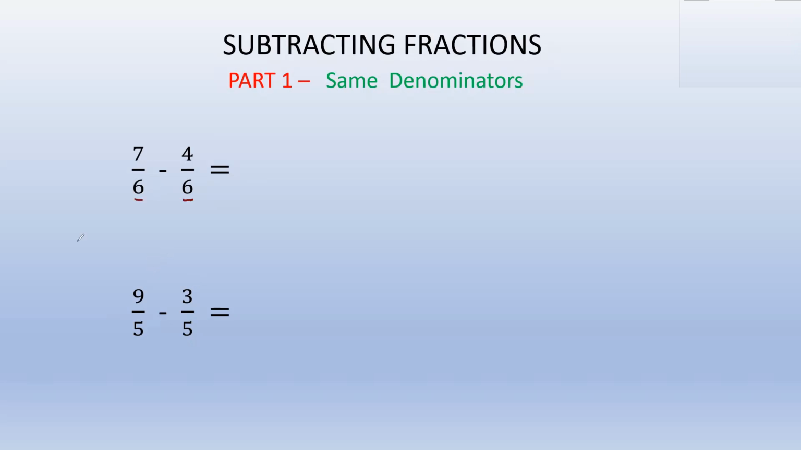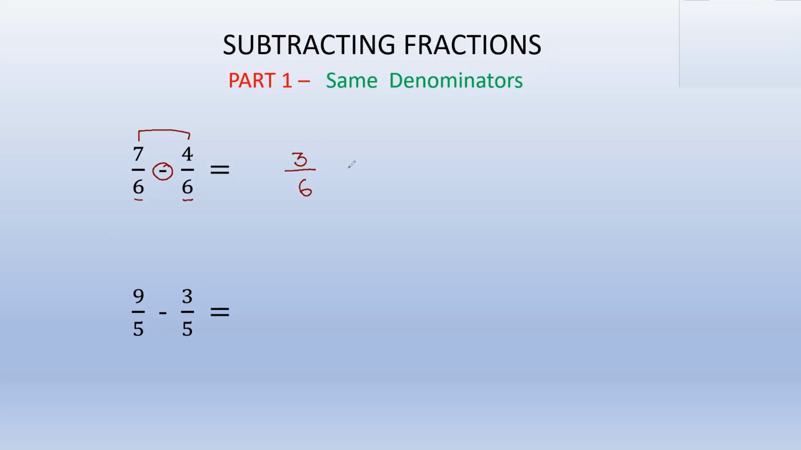So what do we do? Since the denominators are the same, the denominator of the answer will be 6 only. Simple: take the numerators of both the fractions, and since we have to subtract them, we subtract the numbers. 7 minus 4 is 3. We get 3 by 6.